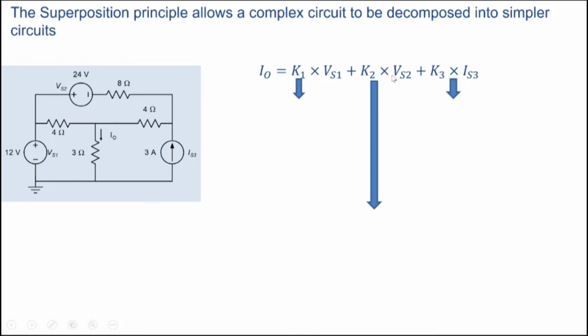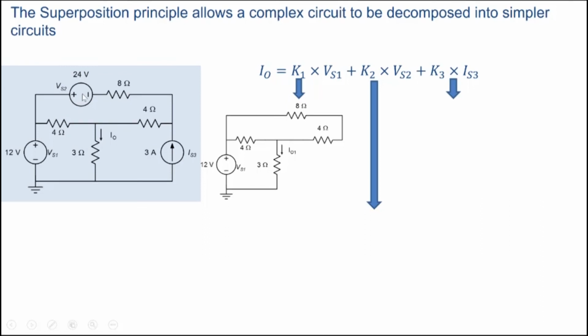Well, what we can do is we can put VS2 equal to 0 and IS3 equal to 0. So we get a circuit. We short this voltage source. And we put IS3 equal to 0, which means zero current, which means we open circuit it. And we get this circuit here. Now we solve this particular circuit and we'll obtain a value of I01. And the ratio of I01 and VS1 will give us K1. And note that because we have removed this source here and this source here, the circuit becomes considerably simpler. In fact, by series and parallel resistors, you can find out I01.